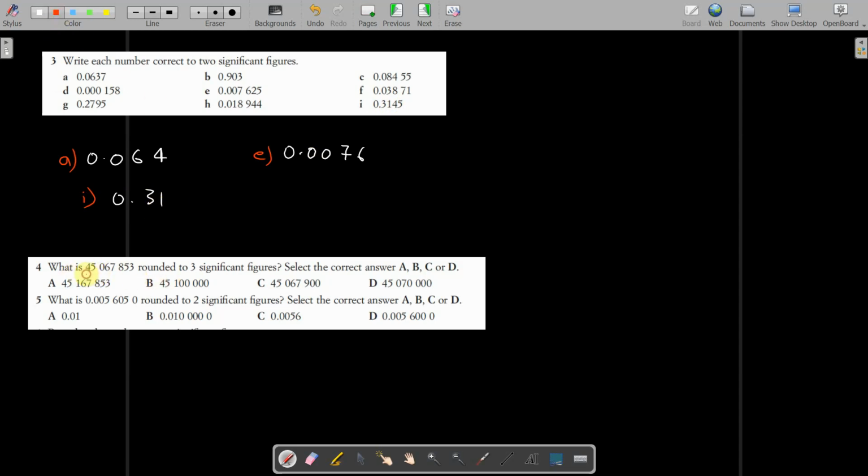Question 4. 45,067,853, to 3 significant figures. Now remember, with numbers without decimals, you can add zeros at the end because they don't count. So we want 3 significant figures. So we're going to do the first 3, 4, 5, 0. But the next number is a 6, so that'll have to go to 4, 5, 1, round up. 4, 5, 1. Then we had the zeros, 2, 3, 4, 5.